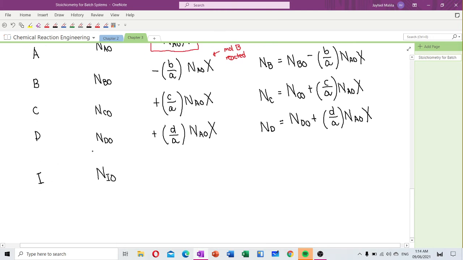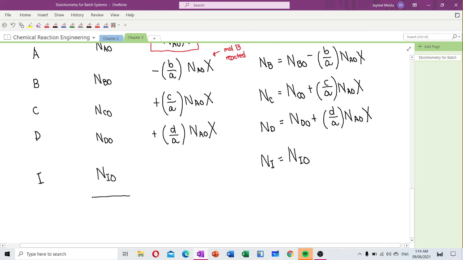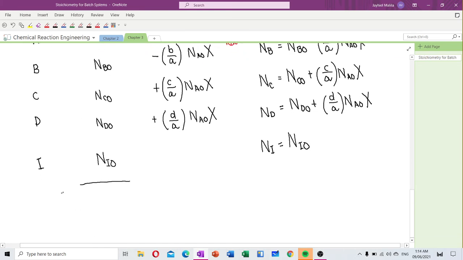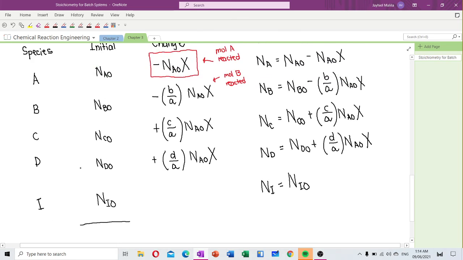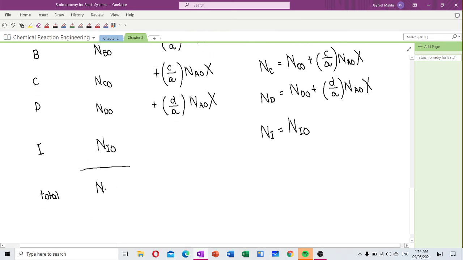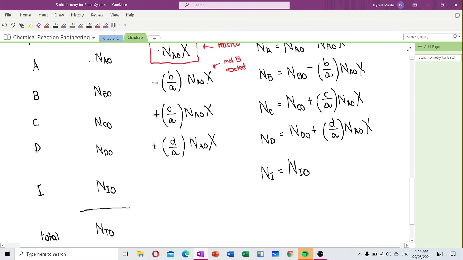So with the inerts, your Ni final is equal to the Ni initial, assuming that the inerts, of course, do not join or participate. So if we're going to add all of these values, the total, we can use the symbol NT0 to indicate the total number of moles. That includes the inerts, okay?